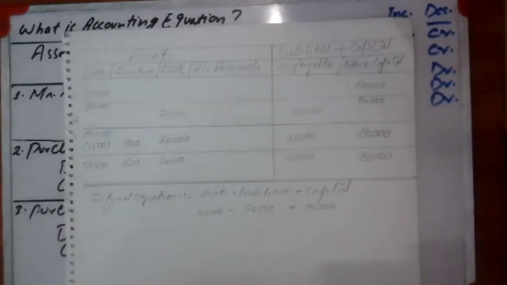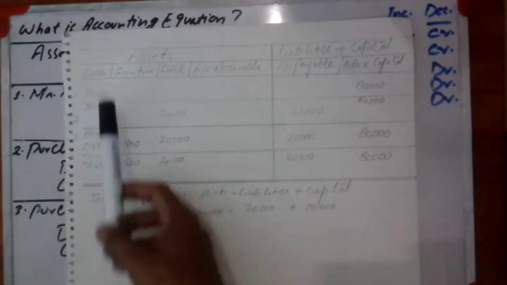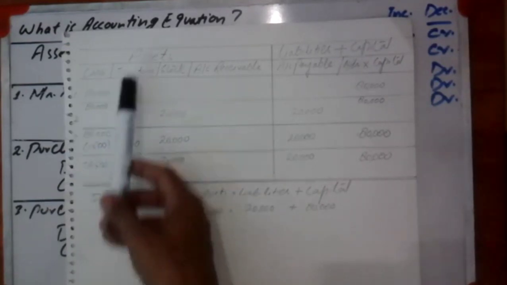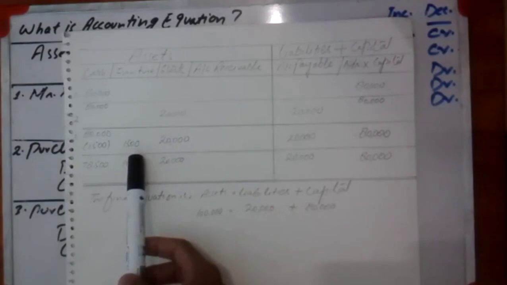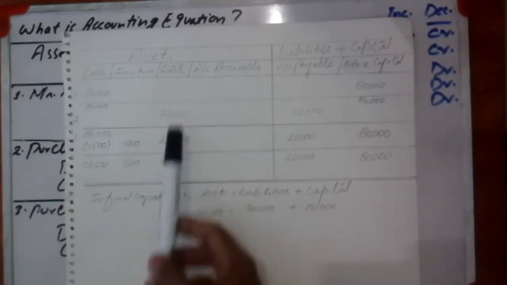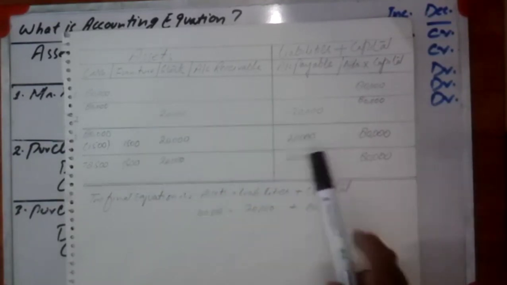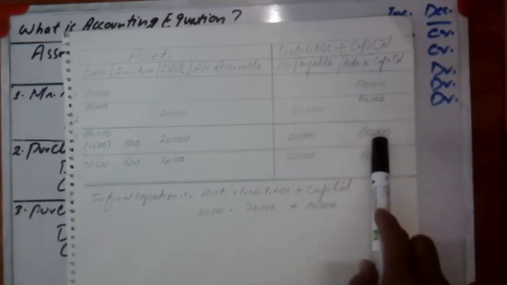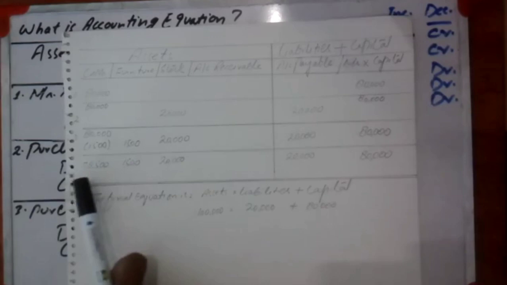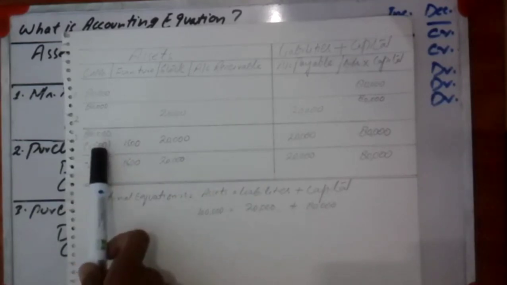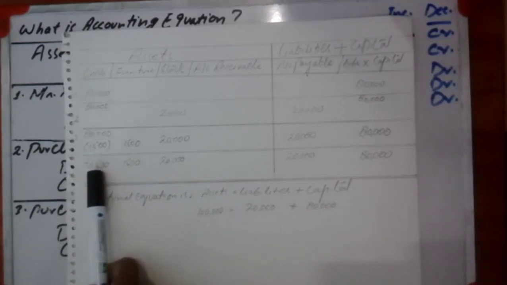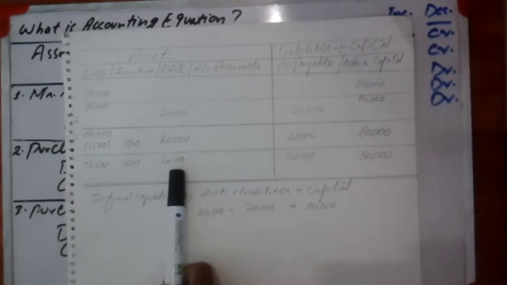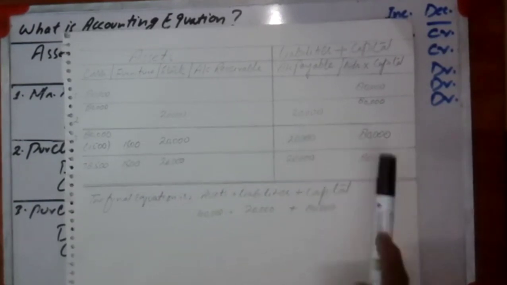Now he purchased furniture for cash. Cash is decreasing by 1,500. On the other side, furniture is increasing by 1,500. Stock remains the same. This side remains the same, no impact here. So the total will be 80,000 minus 1,500, 78,500, plus 1,500, plus 20,000. Then here 20,000, 80,000.